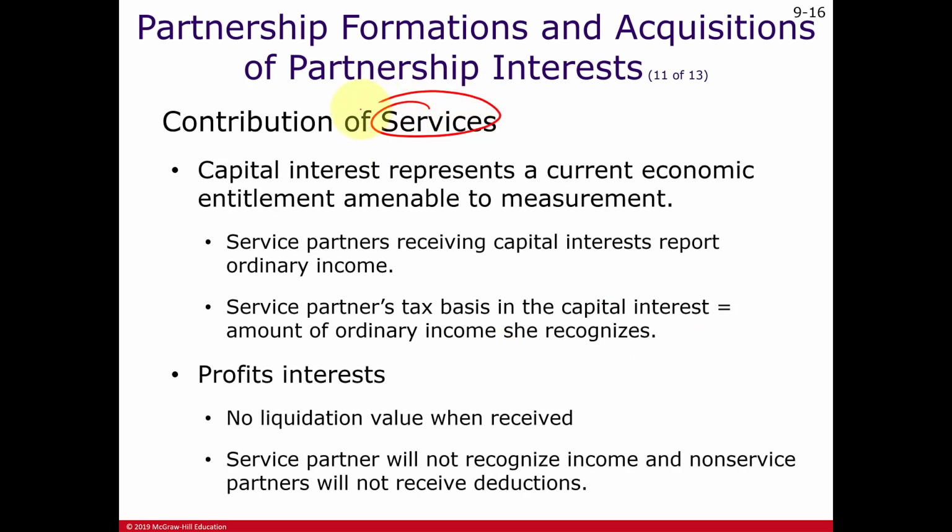So we talked about contributing services, and if you're contributing services and getting a liquidation value, a capital interest, that's going to be income right away to that partner that's receiving the interest. Also though, whoever partners are giving up their capital interest to compensate this partner that's receiving the capital interest, the partners giving up the interest also have an immediate deduction. Okay, ordinary income to the receiving partner, and ordinary deduction to the other partners. If there's no capital interest, but the partner who is providing the services will only get a profit sharing interest, then there's no immediate income to that partner. It's only, let's say, at the end of the year when the partner receives their income. That's the amount they report as income.